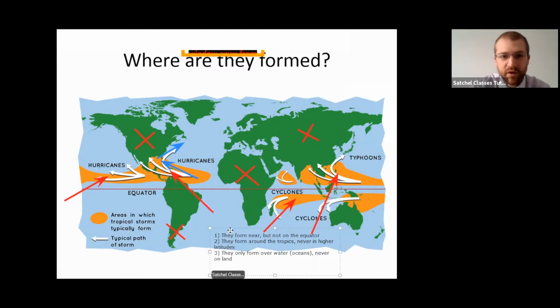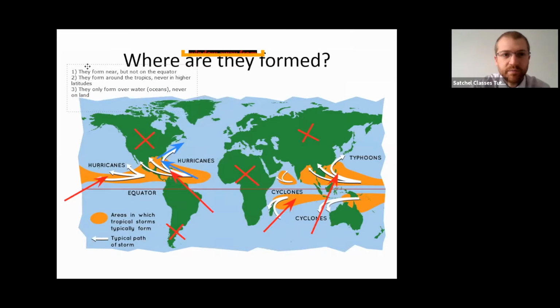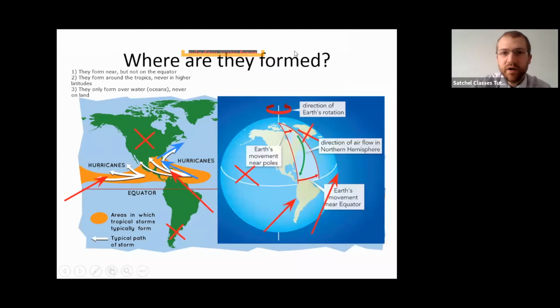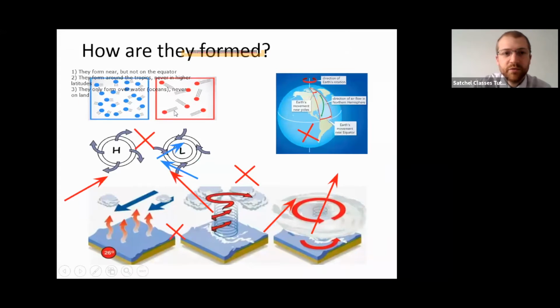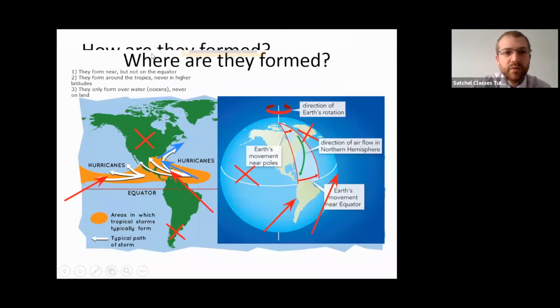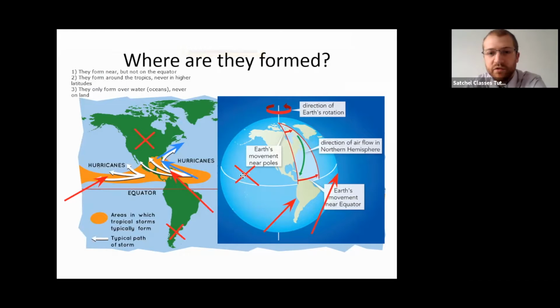So before we move on, I'll just move this up and over here. What we're going to do is look at the next part, which is this little diagram. We're just going to try and explain why they form in certain places. So I'll just remove a couple of these markers. The reason they never form on the equator is down to the Earth's spin.